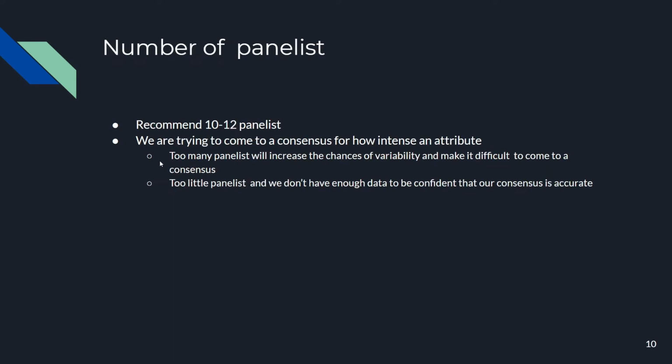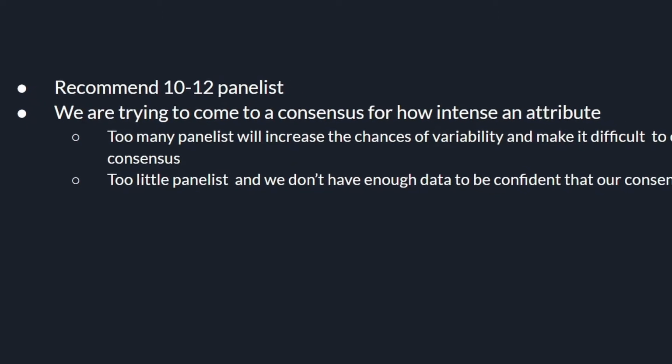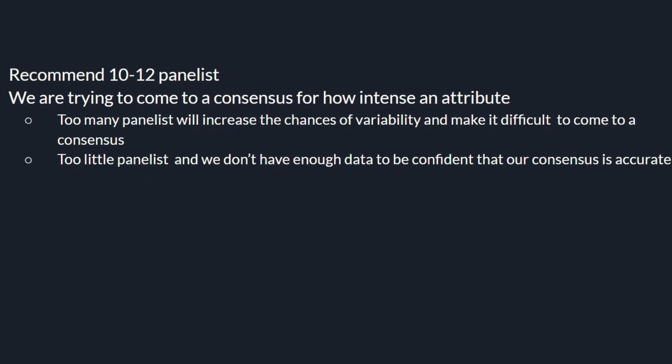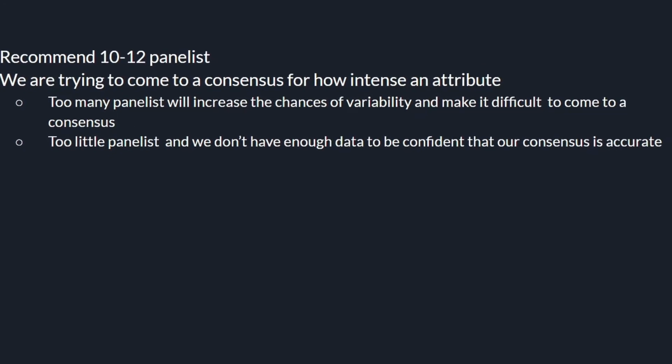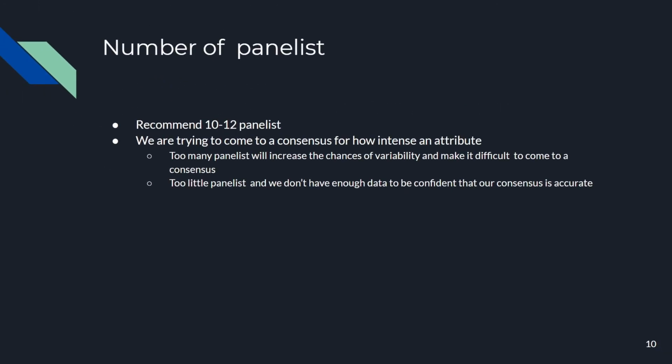For the line scale technique, we will be using 10 to 12 trained panelists. The number of panelists in this method is a lot smaller compared to the other sensory tests because we are trying to come to a consensus for how intense an attribute is. If too many panelists are used, it will increase the variance in our data and it makes it difficult to come to a consensus. But if too few panelists are used, then we don't have enough data to be confident that our consensus is actually accurate.